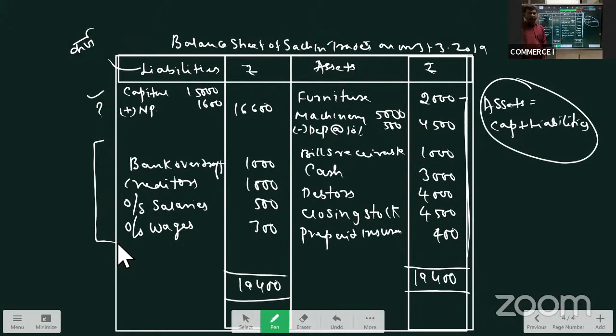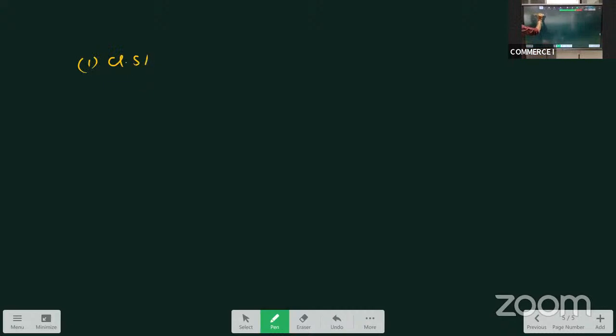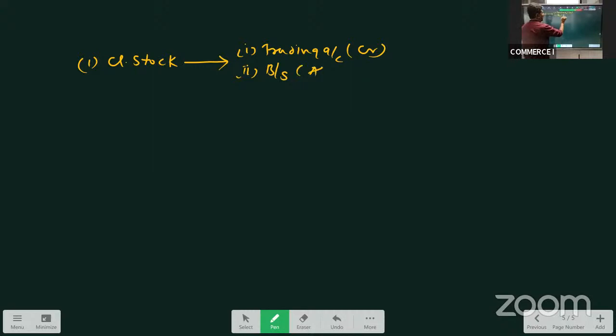That's it. Okay. Now, today we'll take all those adjustment entries and revise once and see the effects once more. What is the first adjustment entry every time we are getting? That is closing stock. Closing stock is the unsold stock left as on 31st March or 31st December with the proprietor. This will have dual effect. First, it will be shown in the trading account on the credit side. And second, it is shown in the balance sheet as an asset. These are the two effects.